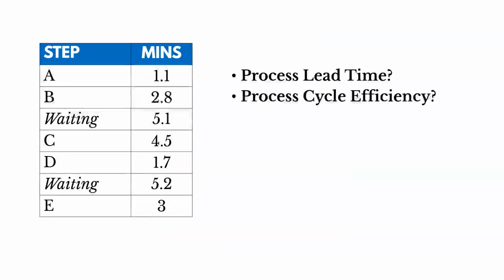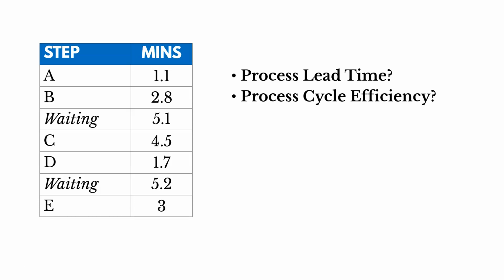Let's take another example, and feel free to stop this video if you want to give this a test. The question would be, first, what is the process lead time? And what's the process cycle efficiency? So the lead time is going to be 23.4 minutes, and we're going to add all of these steps, including the waiting. 23.4 minutes from the time the order is received until everything gets finished.